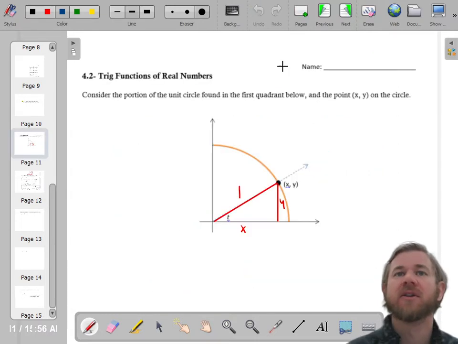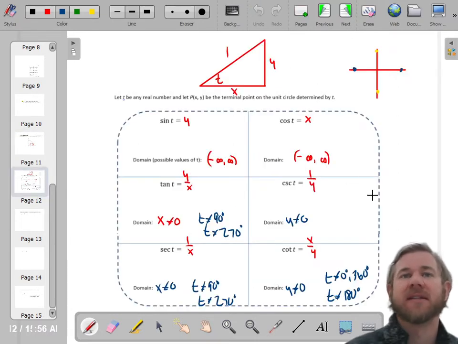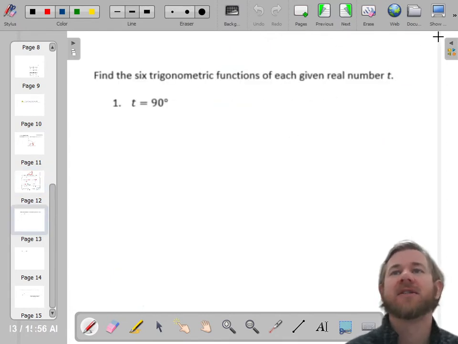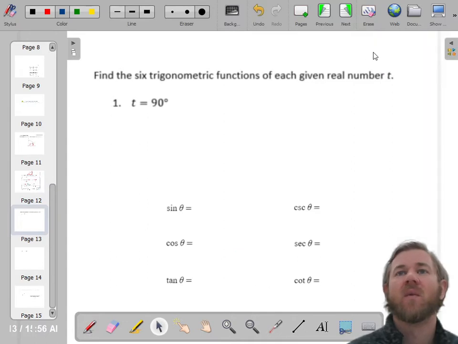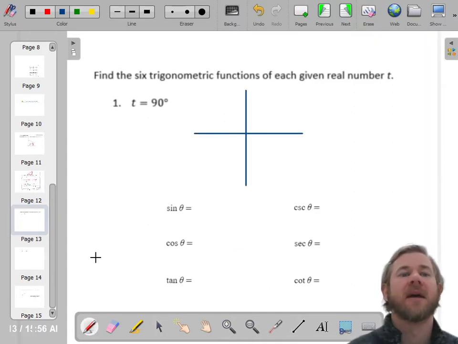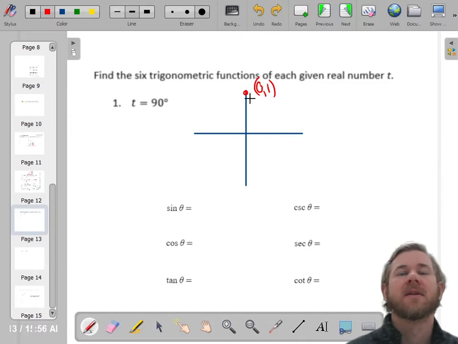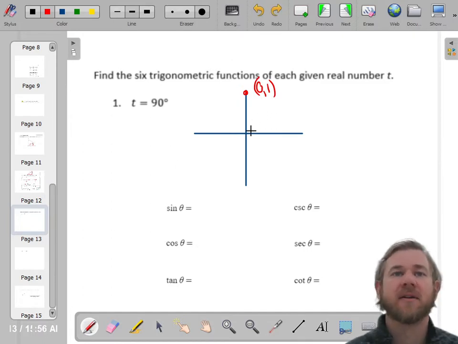Okay, so what we're trying to do is start to picture these in terms of x and y, because now I can find all 6 trig functions if you give me the angle you want. So what I'm going to do is draw it, say, all right, 90 degrees. 90 degrees is right here, and that happens at 0, 1. If you're on the unit circle, it's at the top. So 0, 1, this is 90 degrees.